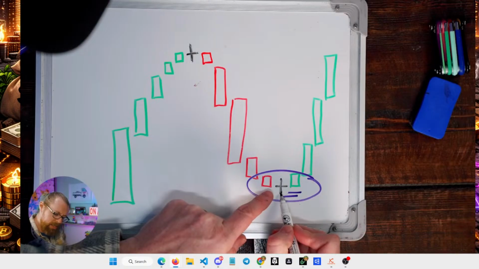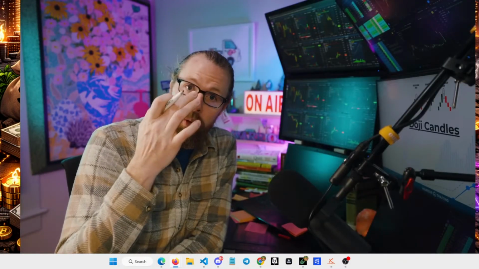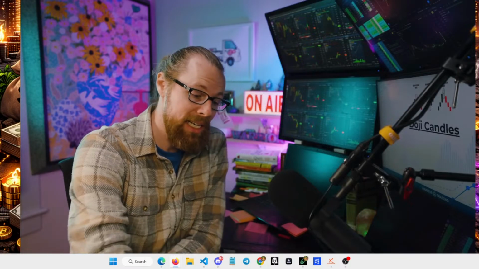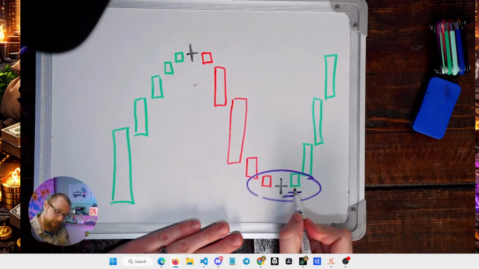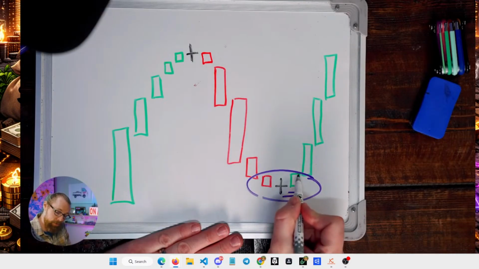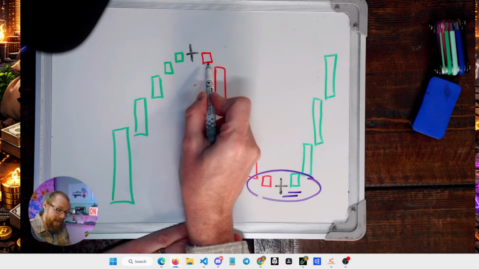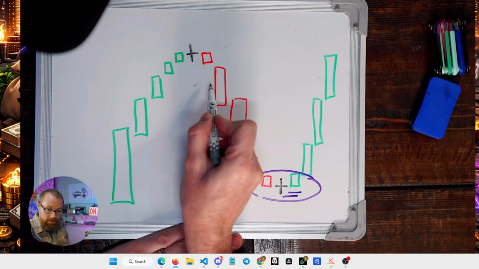So if this is an indicator, what confirms the reversal? What confirms our hypothesis? In this case, the confirmation would be the next candle being green, right? Because that tells us the reversal has now begun. Or in this case, the next candle being red, the reversal has now begun.